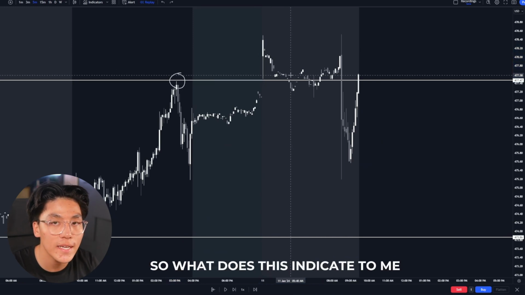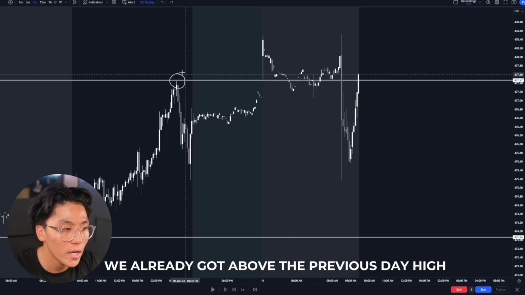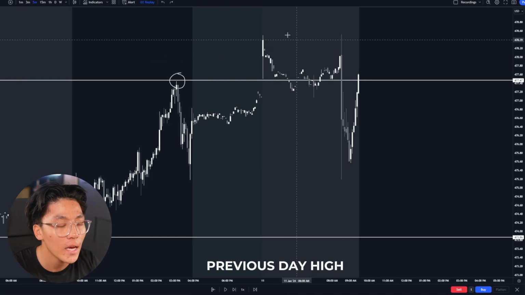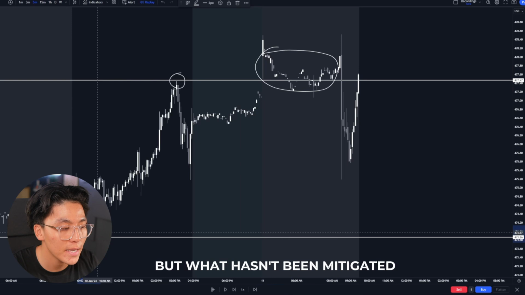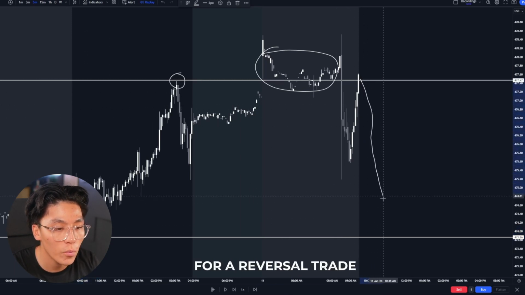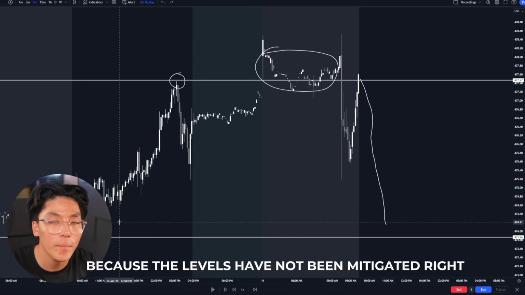So what does this indicate to me? That we've already mitigated the liquidity. We already got above the previous day high. So now we're not going to be looking to target previous day high because we've already taken out the liquidity of these levels. But what hasn't been mitigated is these previous day lows. So we're going to potentially be looking for a reversal trade back down towards previous day low because the levels have not been mitigated.